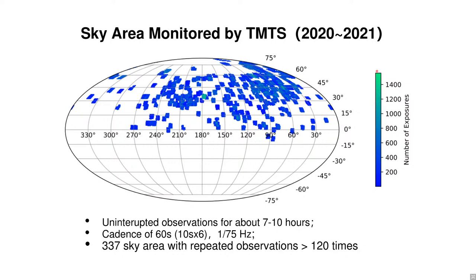The different colors show the number of repeated exposures. So for example, if a sky area has repeated observation for about 1,000 times, that means it has been monitored continuously, maybe 8 hours or 10 hours, something like this. So the cadence, you can see that it's in seconds. And we combine 10 seconds images to one to get a higher signal to noise ratio.